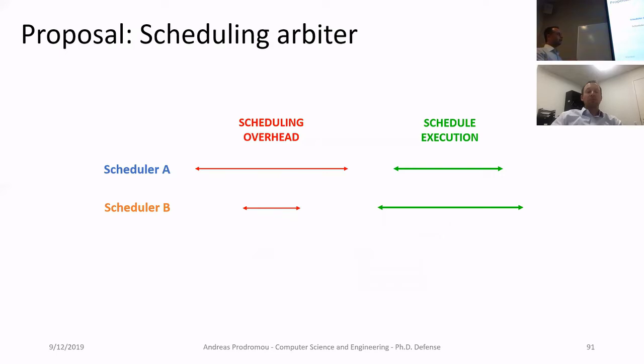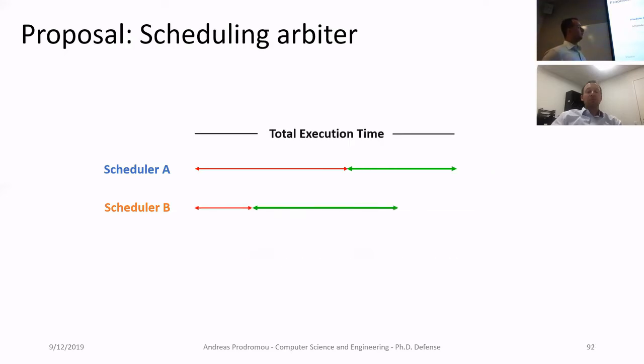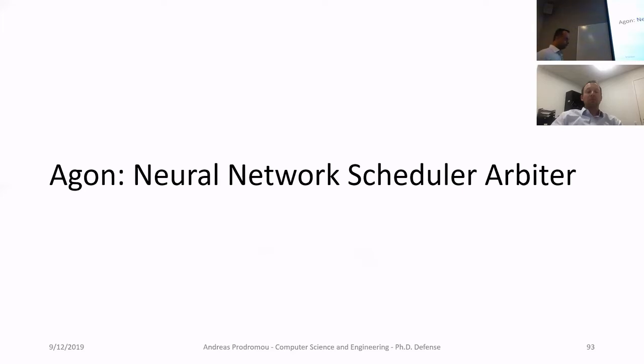A is high overhead, it generates a fast schedule. B is low overhead, generates a slower schedule. If you put everything together, it's scheduler B that improves net system performance. So let's take a look at what we propose.